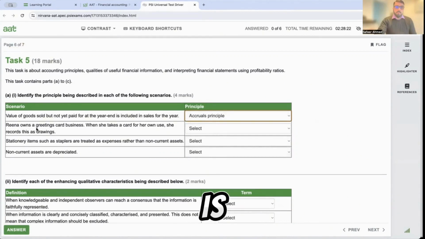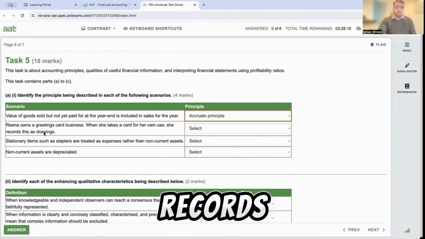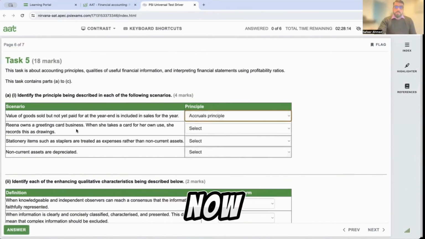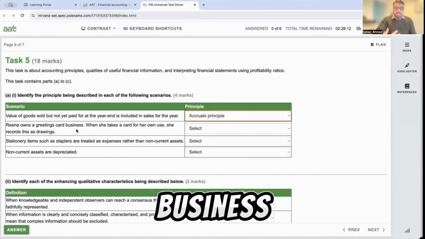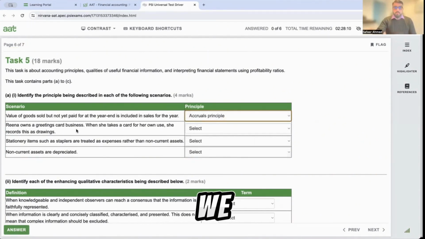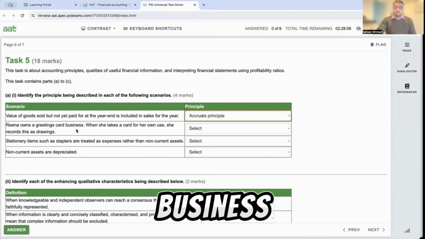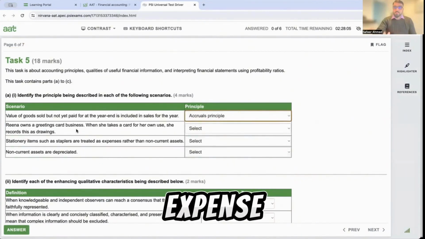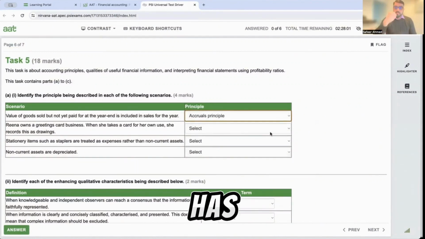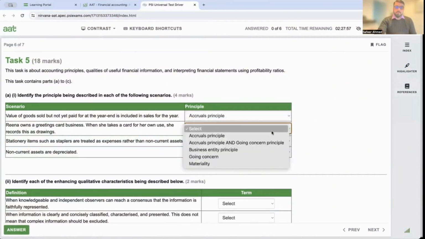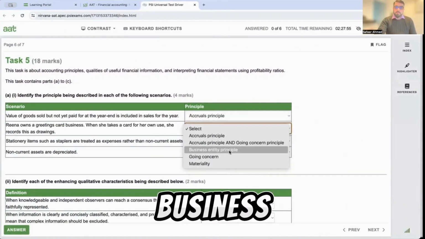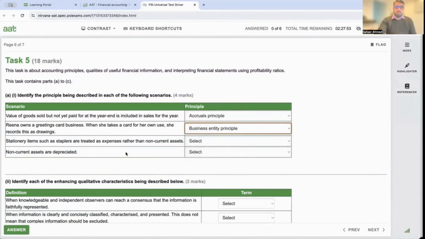The next one is: Rena owns a greetings card business. When she takes a card for her own use, she records this as drawings. Now, remember, this is in relation to the business entity concept, the way we separate owners from the business. So we are not recording this as an expense. We are recording it as a drawing because the owner has taken the goods out of the business. So this is, of course, the business entity concept.